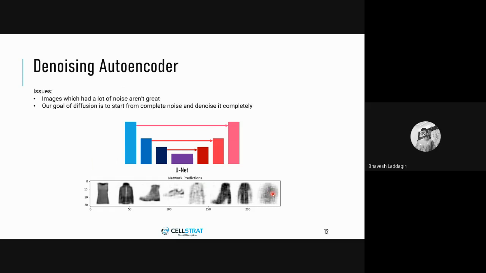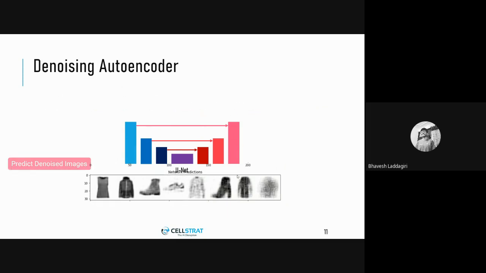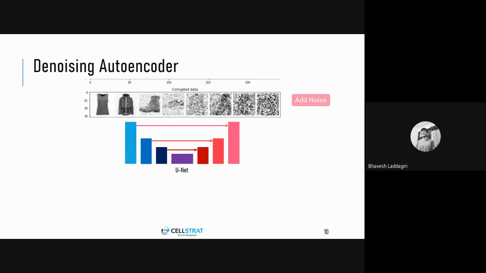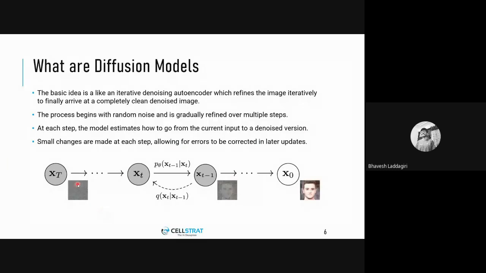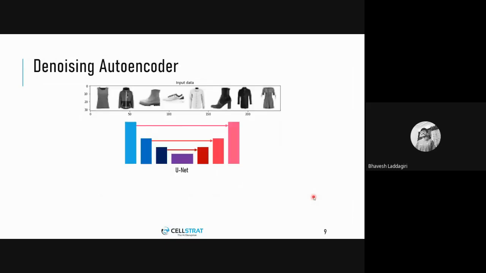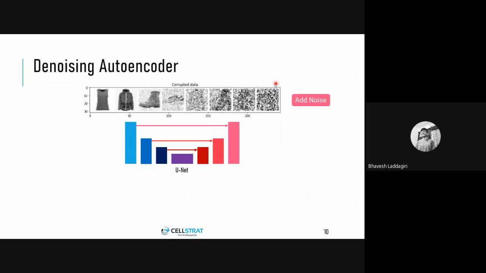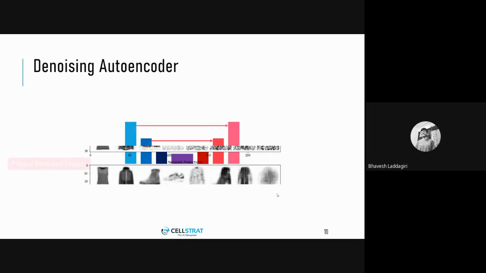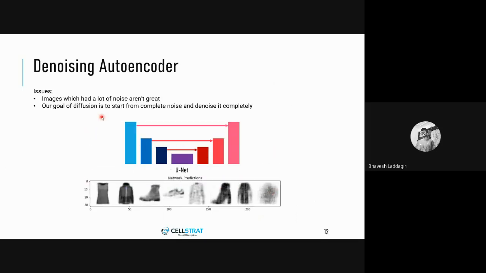Now there are a few issues, right? One is that for images which had a lot of noise, the predictions are not that great. It's just a blob in the rightmost one. This one at least has some structure, but it's still obviously not a clear image. Our goal with diffusion is to start from complete noise and denoise it completely. As I showed you, we start with completely random noise and then get an image. A simple denoising autoencoder doesn't seem to do the job. We had almost complete noise, and it didn't do our job. So that's an issue.